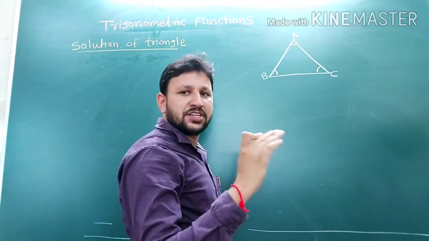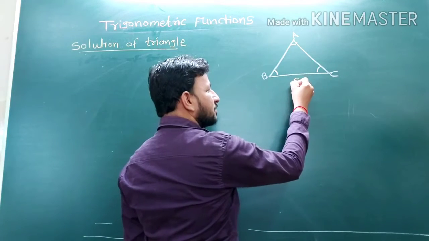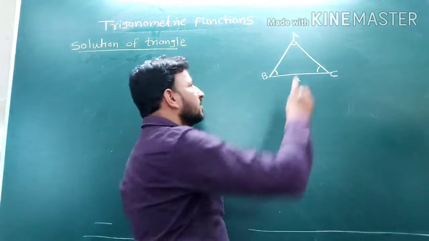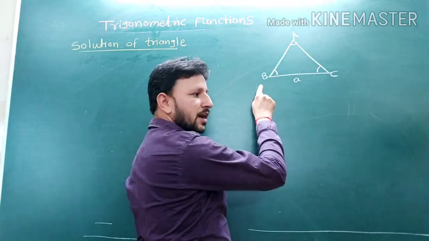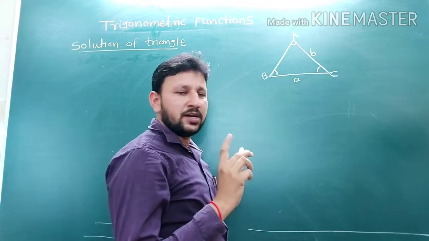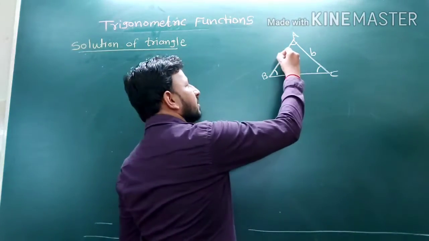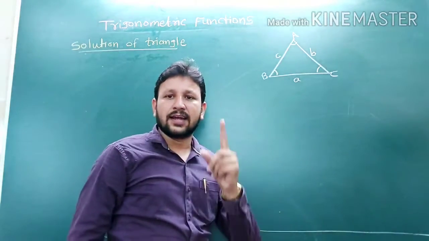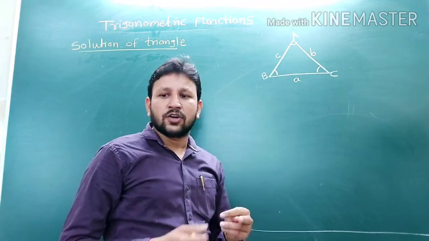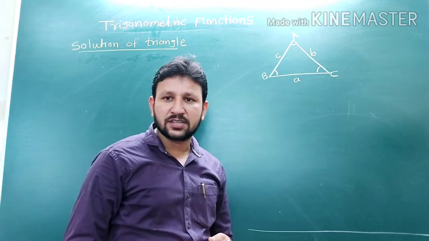For the lengths of the sides, the notations used are: the side opposite angle A is denoted by small a, that is, the length of side BC is a. Next, side AC is opposite angle B, and its length is denoted by small b. Third, side AB is opposite angle C, written as small c, that is, the length of side AB is c. These are known as the usual notations.